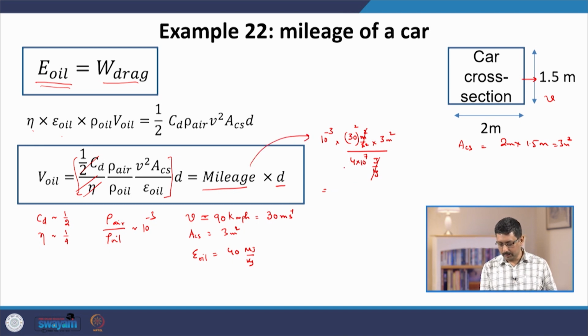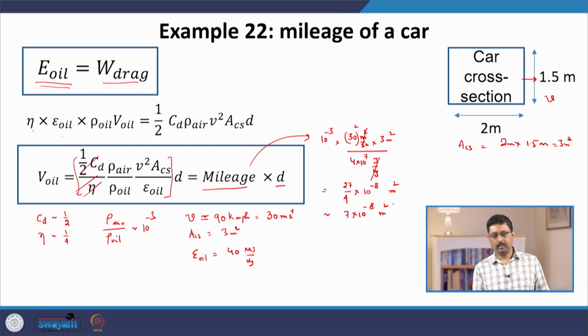So, this is going to give you about 27 by 4 into 10 to the power minus 8, and so your mileage turns out to have a dimension of area. So, this is approximately 7 into 10 to the power minus 8.